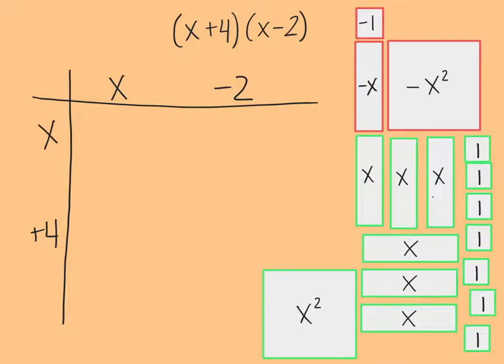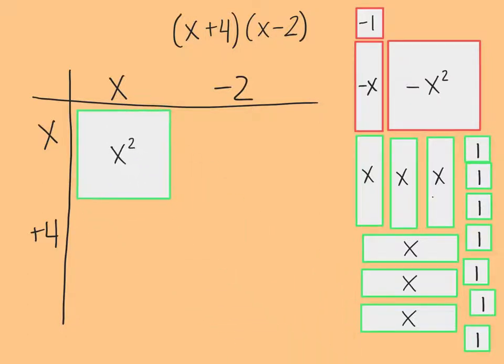So the first part, x times x, that makes x squared. Then we have x times negative 2. So this means I have two negative x's. X times negative 2 is negative 2x. So I'm going to take two of these negative x's and put them here. So there we have our two negative x's.